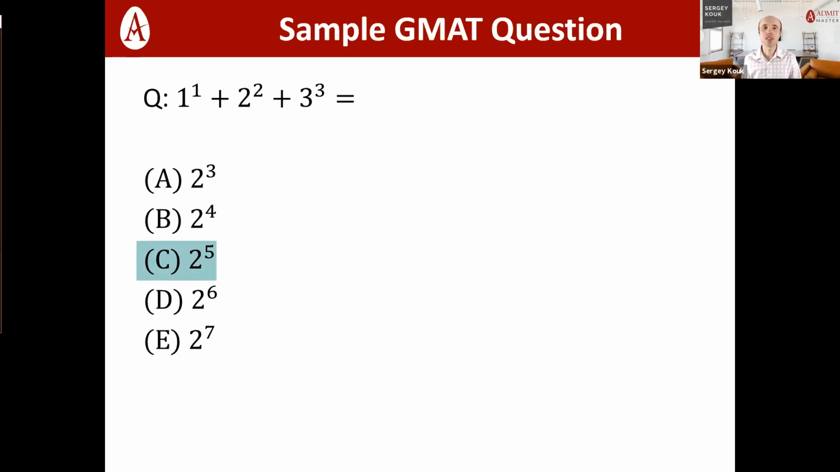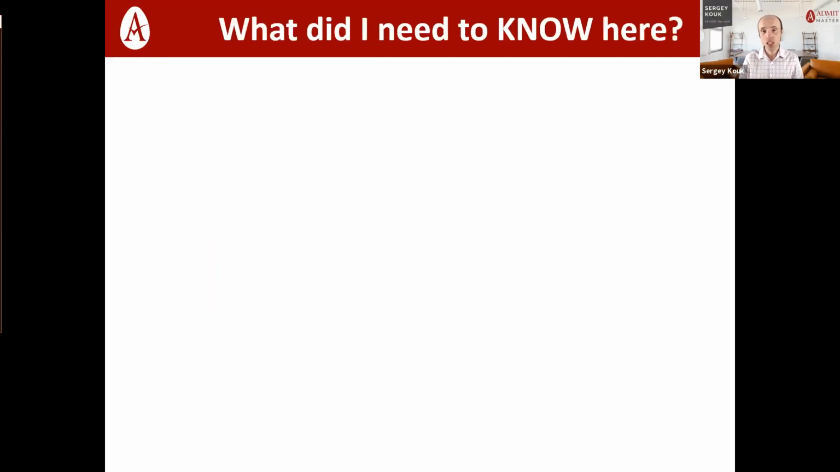Now, let me ask you a question. In order to deal with this question, and by the way, if you are in a panic zone, don't worry, we're going to break everything down into small steps. Just please stay with us. What is it that we needed to know in order to tackle this question? First of all, we needed to understand what an exponent is. The question is dealing with exponents. Here specifically, we had 3 exponents: 1 to the power of 1, 2 to the power of 2, which of course, everybody knows is 4, and then 3 to the power of 3.